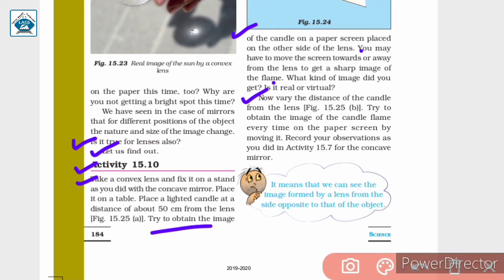Now, vary the distance of the candle from the lens as shown in the figure. Try to obtain the image of the candle flame every time on the paper screen by moving it. Record your observation as you did in activity 15.7 for the concave mirror.